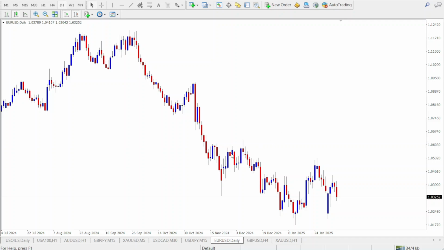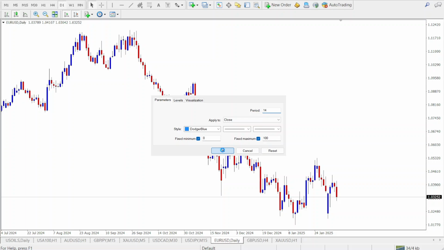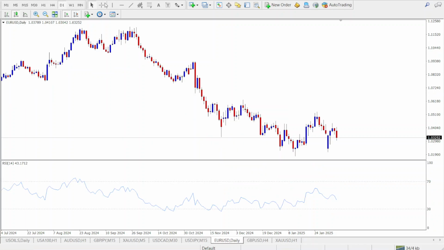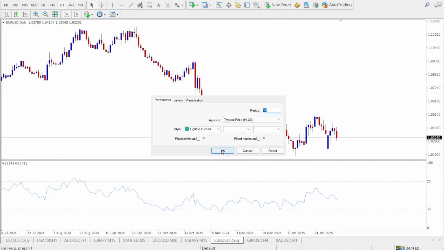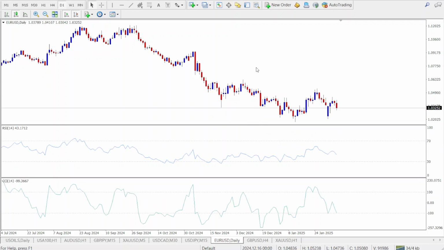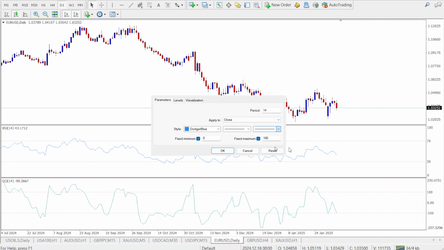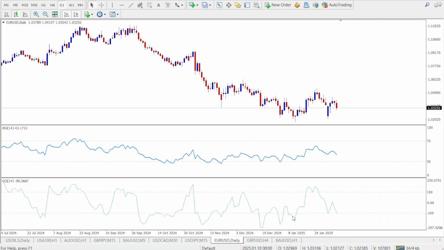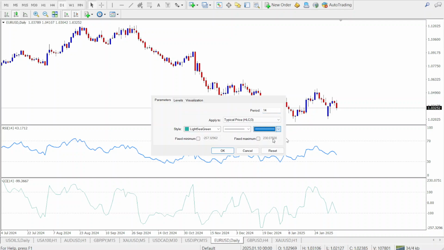Let me just add both indicators to the chart right away, the RSI and the CCI. Okay, so here we go. I'm just going to increase the thickness of the indicator so that we can see it more clearly.